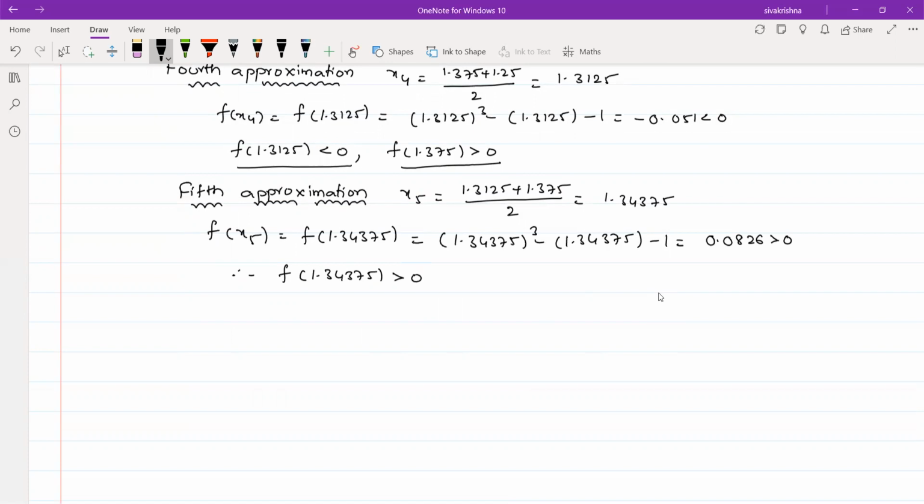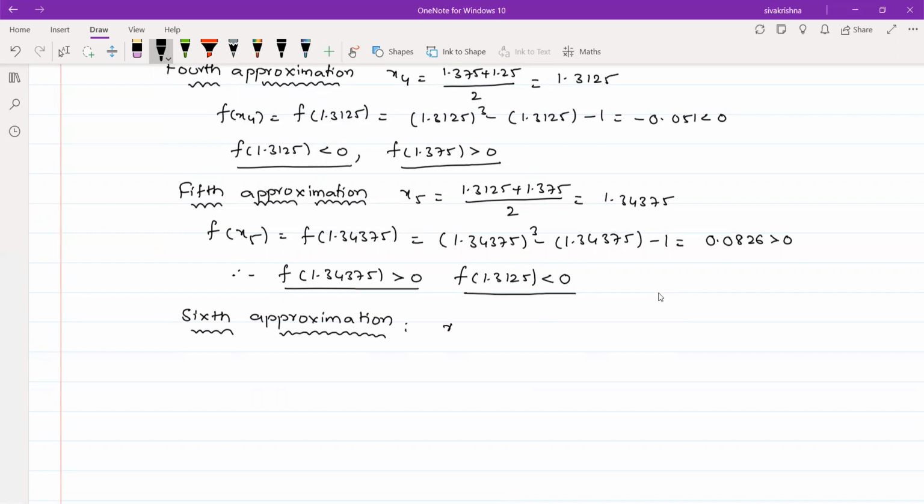So in order to calculate the next approximation, we require a negative value. From the above step, we have f of 1.3125. The sign of 1.3125 is negative, so we have to carry that particular value in order to calculate the next approximation. Once again, I am underlining the two terms which have opposite signs, and I am going to calculate the next approximation, that is the sixth approximation. The sixth approximation is denoted by x6, and x6 is nothing but the average of those two numbers which have opposite signs.